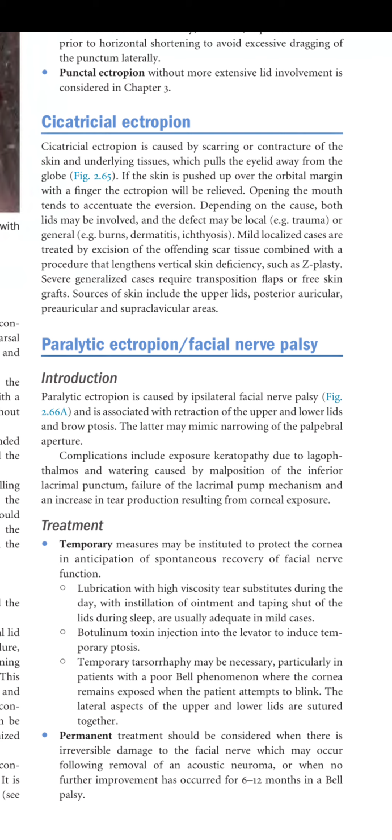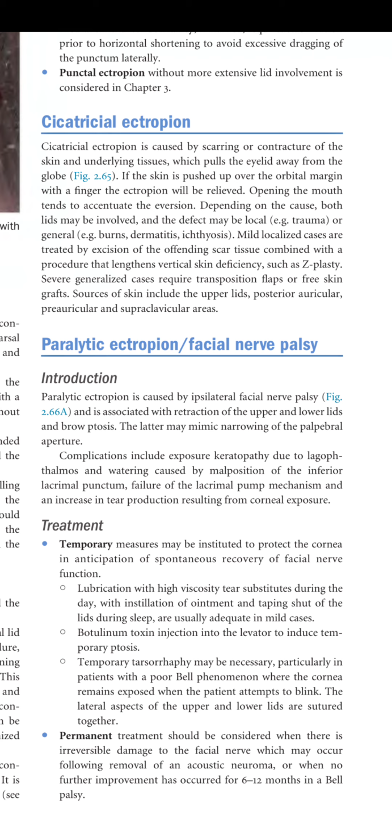Why do we do the temporary measures? Because there is a chance of improvement in the case of facial nerve paralysis. So we temporarily do things to relieve the symptoms. Temporary measures may be instituted to protect the cornea in anticipation of spontaneous recovery of facial function. Lubrication with high viscosity tear substitute during the day, with instillation of ointment and taping shut of the lids during sleep, is usually adequate in mild cases. So you know that the eyelids are unable to close, so you give lots of lubricant during the day and ointment at night, and shut the lids by taping the eyelids at night.